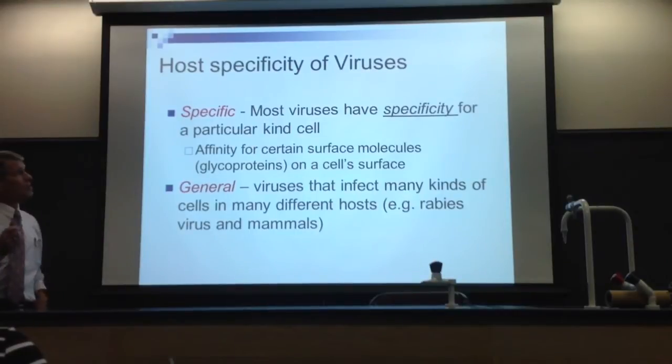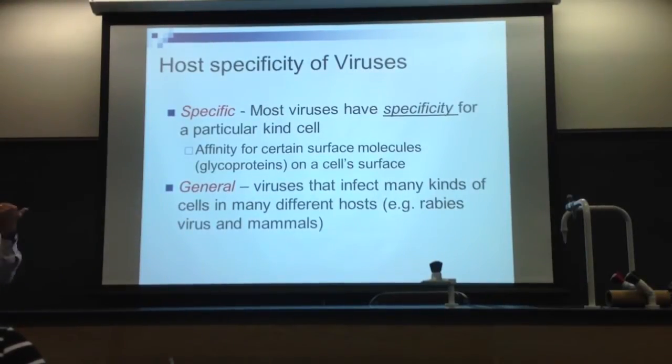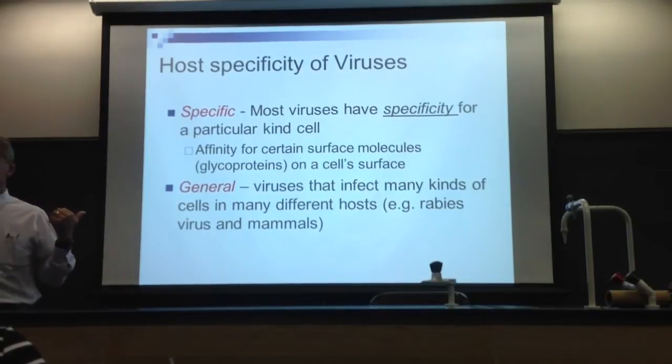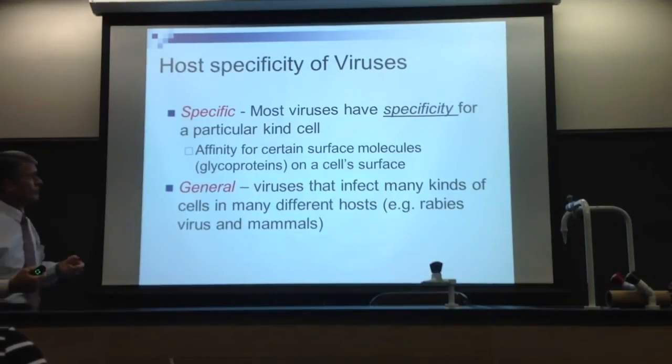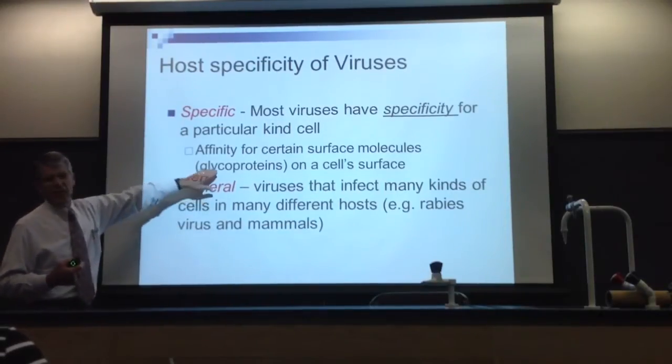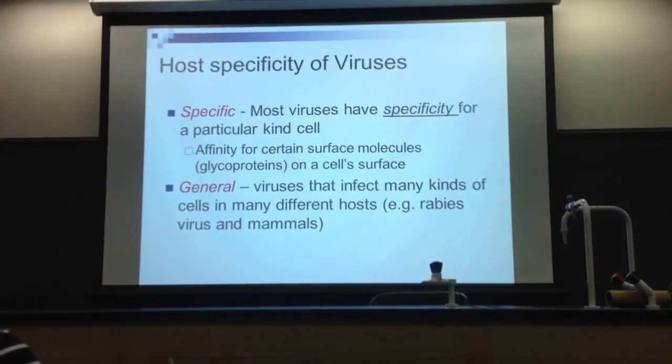Most viruses have a specificity for a single common cell. And that affinity is due to receptors on the viral surface and the cell surface. There's a receptor on one that matches the receptor on the other. So there are attachment proteins. These attachment proteins are often composed of glycoproteins on the cell surface.